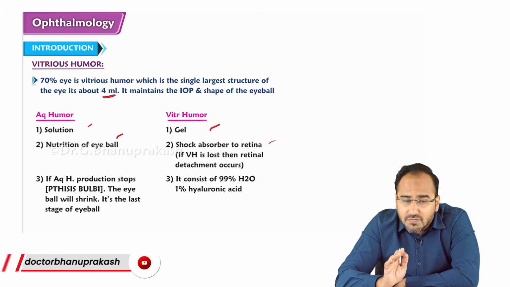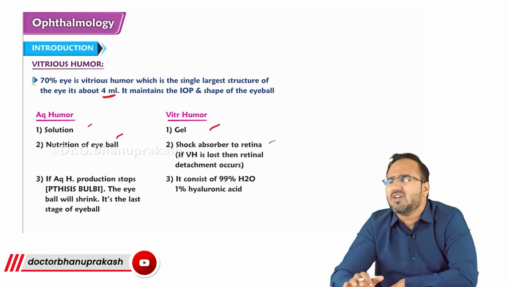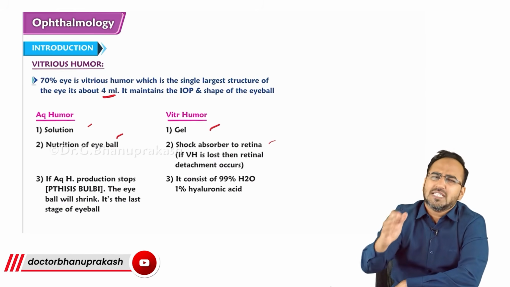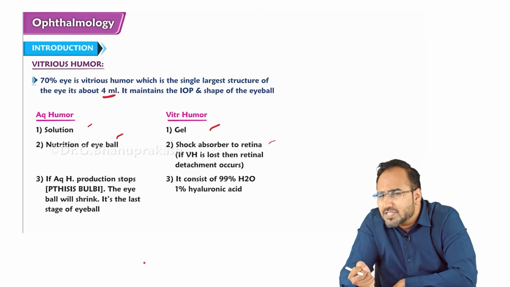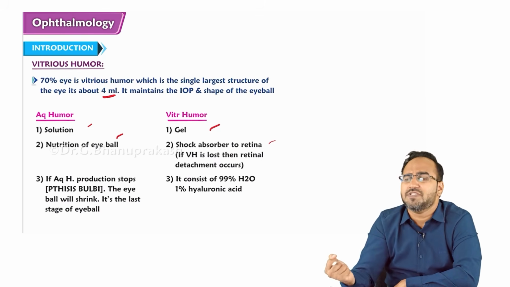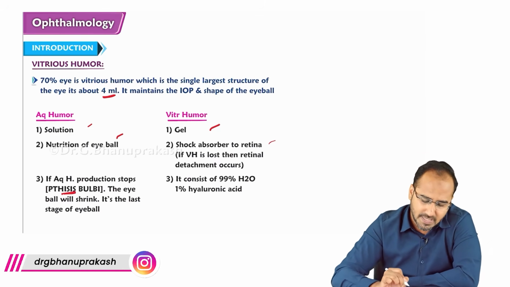Next, if aqueous humor production stops, if the ciliary body, called pars plicata, is damaged, what will happen? The eyeball will shrink. Shrinkage of the eyeball is the last stage of the eye, which is called phthisis bulbi, right?